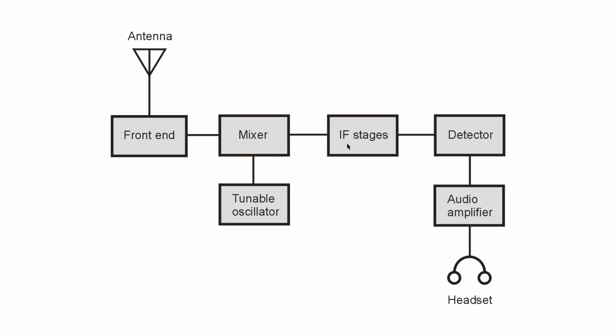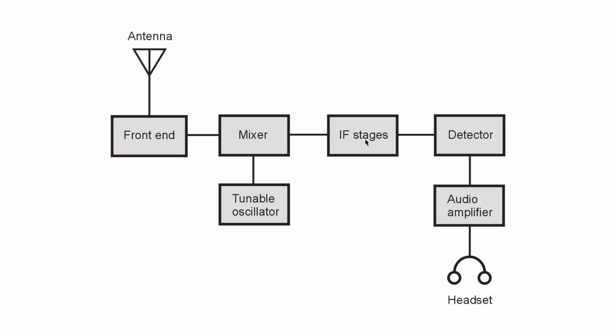the output of the mixer is a constant frequency signal, which is much easier to amplify and tailor and get to sound just the way you want it than a variable frequency signal would be. The IF is the intermediate frequency.